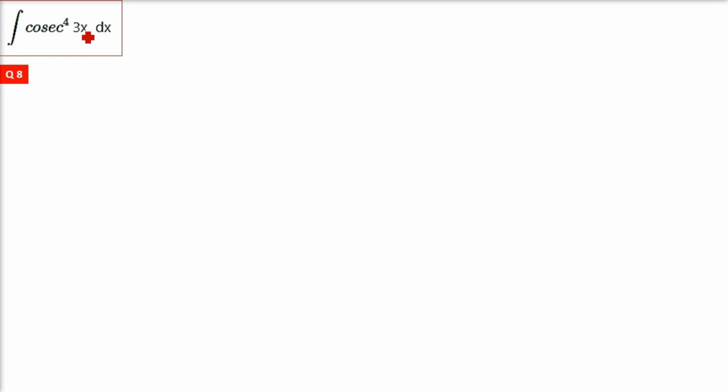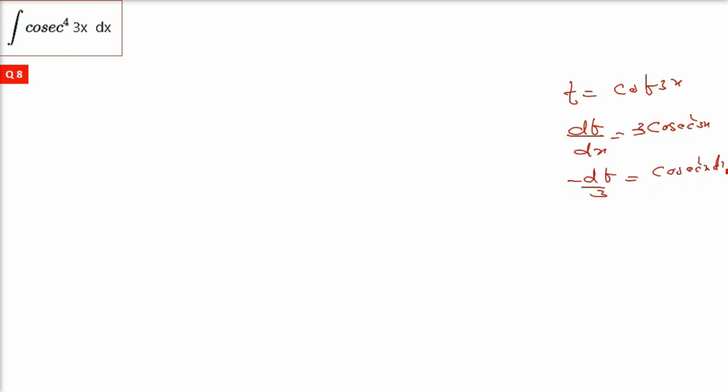Cosec 4 3x. Power is 4. If you understood the previous question, this is the same food with a different presentation. That means t equals cot 3x. Before going ahead, I can tell you that dt by dx will be minus cosec square 3x, and this 3 comes because 3x will also be differentiated. Negative dt by 3 will be cosec square 3x dx. So this cosec to the power 4 3x can be written as cosec square into cosec square. So let's divide this into two parts now because the base is same, so exponents get added.